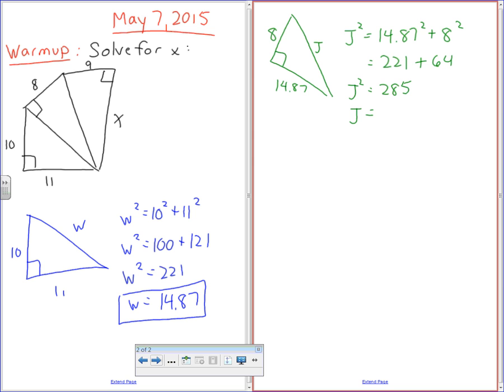Okay, Megan, square root of 285 is what? 16.88. Now, once again, why is 16.88 reasonable for that? The biggest side, right? It's got to be.